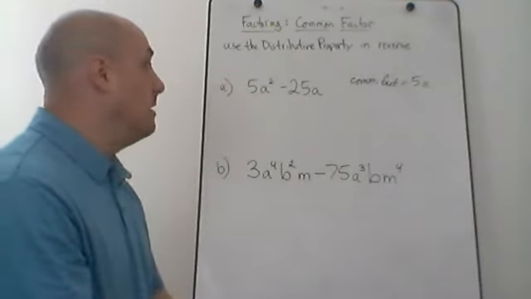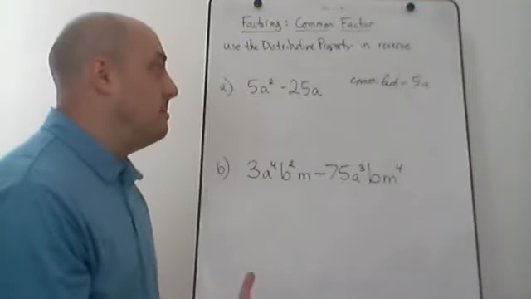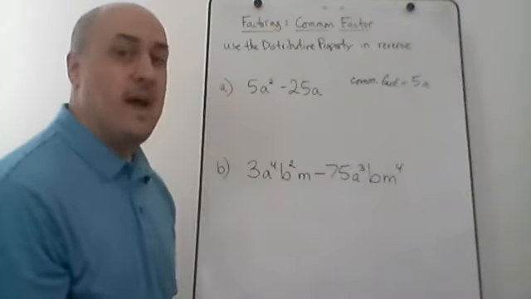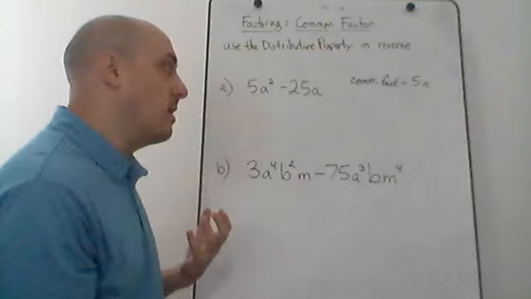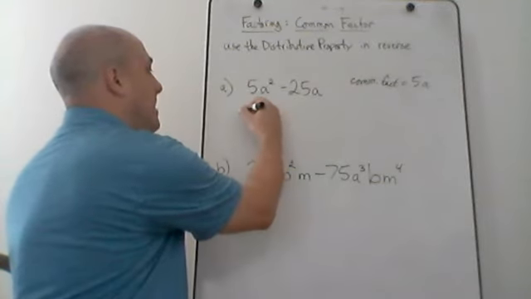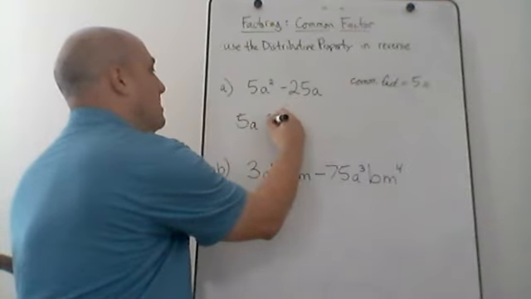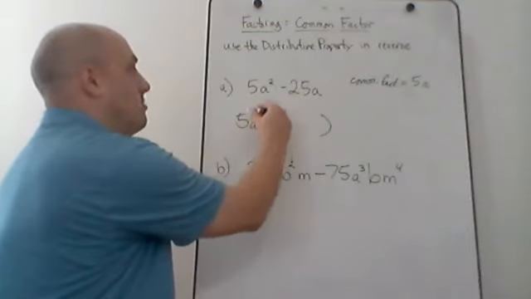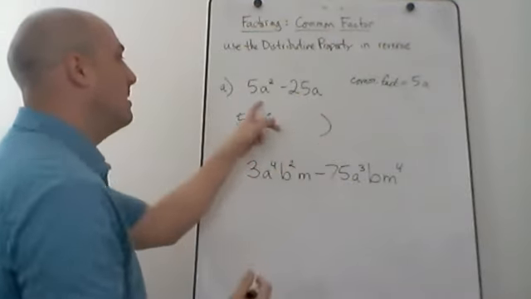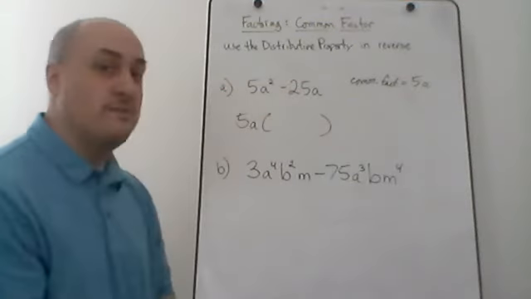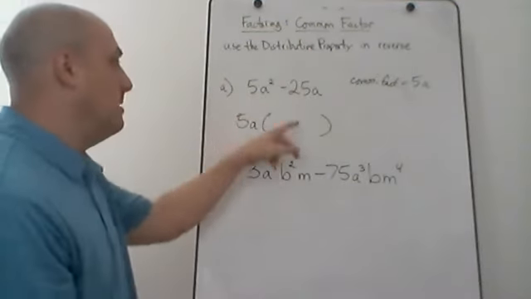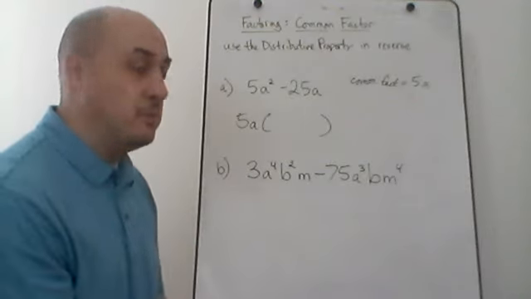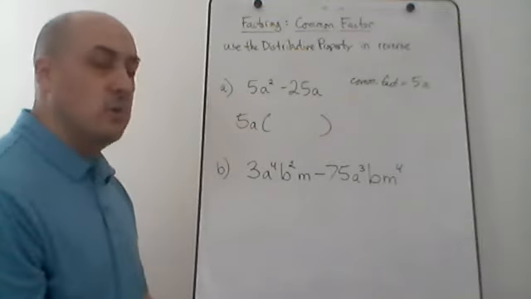Once I figure out what that common factor is, I factor that out, is what we call it. So I write that 5a outside of my parentheses, and then I have to figure out what I put in this parentheses so that when I distribute that 5a back into it, it's going to give me 5a squared minus 25a. Some people can look at that and just say, "Oh, I know exactly what it is," and plug that in there.